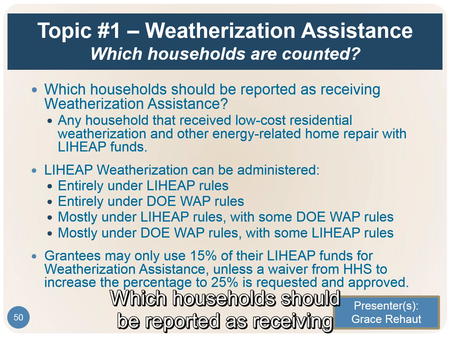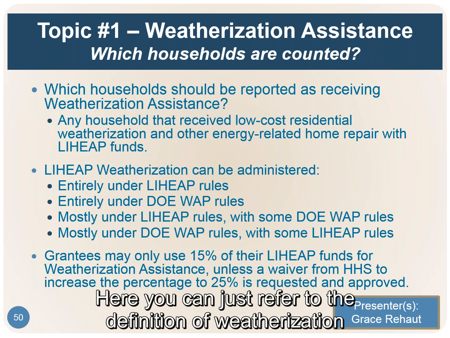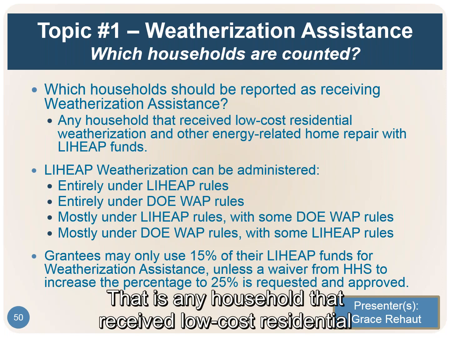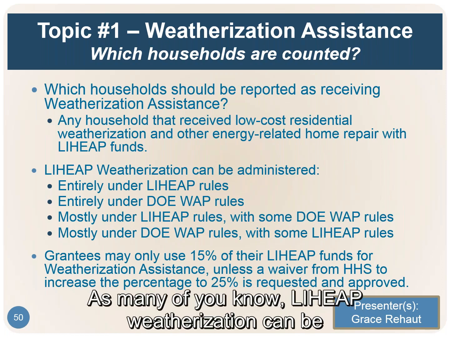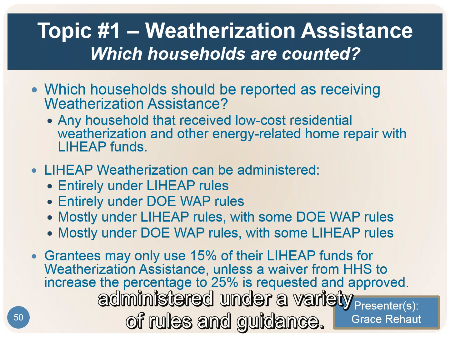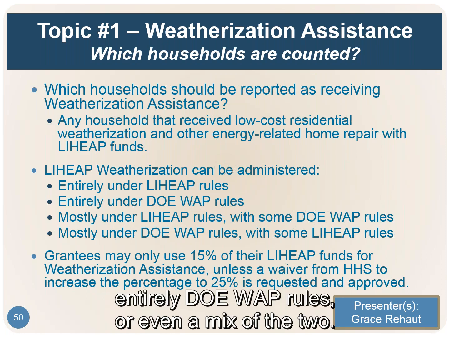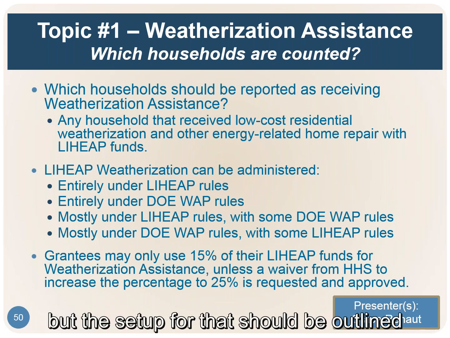So which households should be reported as receiving weatherization assistance? Here, you can just refer to the definition of weatherization assisted households. That is any household that received low-cost residential weatherization and other energy-related home repair using LIHEAP funds. As many of you know, LIHEAP weatherization can be administered under a variety of rules and guidance. That can be entirely LIHEAP rules, entirely DOE WAP rules, or even a mix of the two. It does depend on the state, but the setup for that should be outlined in your state plan.